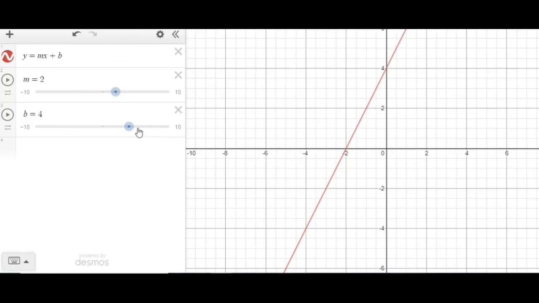Now in this straight line, keeping b constant, now I will vary the m value. That is, in ax plus b form, I am varying the a value. Now a is 2. Here m is 2. The orientation of this red line is like this. When I change the coefficient of x, that is the a value, the orientation is changing.